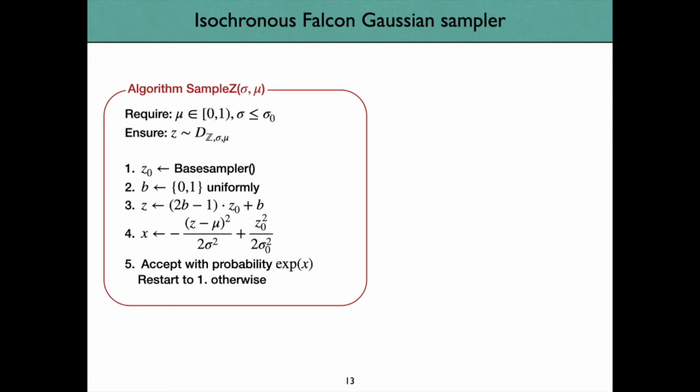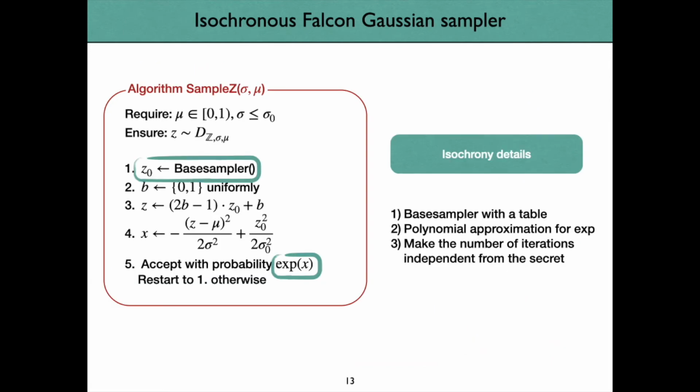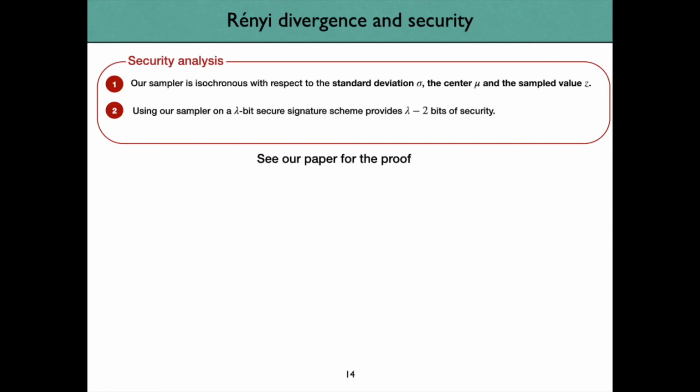For isochrony purposes, we had to make several changes. In the implementation, to draw the first sample z0, we use a cumulative distribution table. We also use a polynomial approximation for the exponential and make the number of iterations independent from the secret. We also used Rényi divergence results to prove the security and isochrony. First, we prove that our sampler is isochronous with respect to the standard deviation, the center, and the sampled value z. Besides, we prove that using our sampler on the lambda-bit secure signature scheme provides lambda minus 2 bits of security.